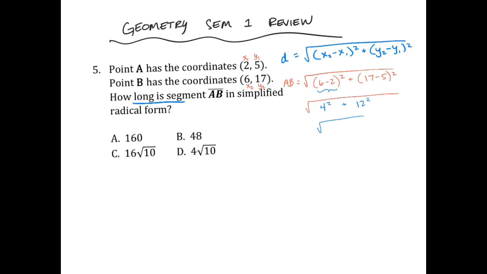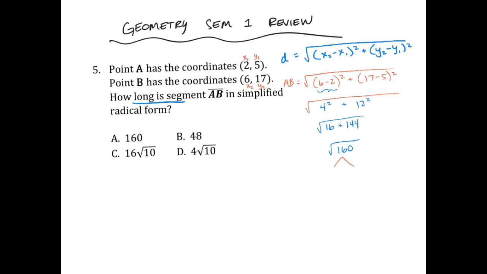So the next thing in the order of operations after doing parentheses is do your exponents. So 4 squared is 16 and 12 squared is 144. There's no multiplication or division, so we move to addition and subtraction. And I see 16 plus 144 makes 160, all inside that big square root. So unfortunately, that's not an answer choice. So I'll have to simplify this radical, which means I'll have to break it down.